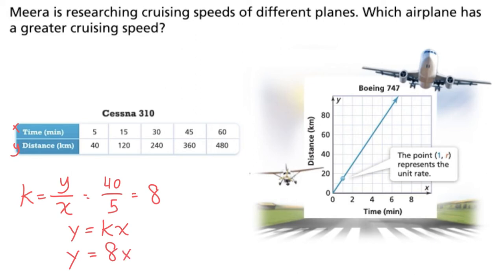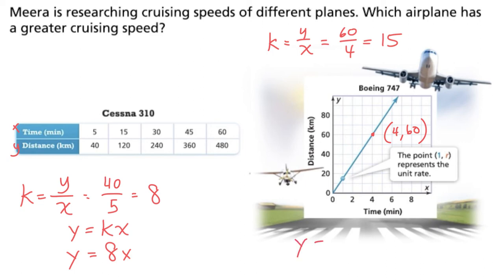Let's take a look at the Boeing 747. I know that the data is proportional because there's a graph of a straight line. I'm going to pick a point on the line. This point right here has an x value of 4 and a y value of 60. Now when I calculate my constant of proportionality, which is the same thing as my unit rate, I get 60 over 4, and that is 15. So what that tells me is the Boeing 747 travels 15 kilometers every 1 minute.